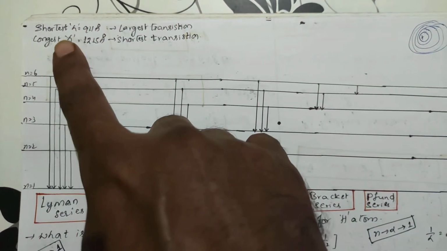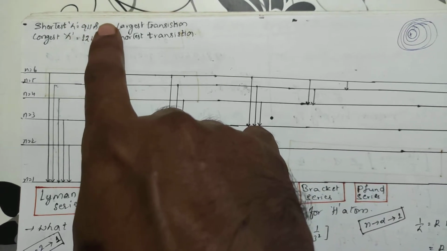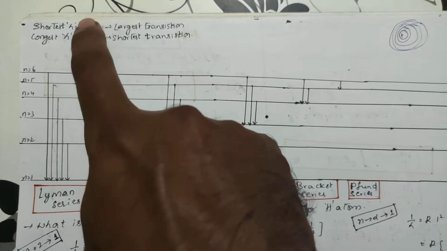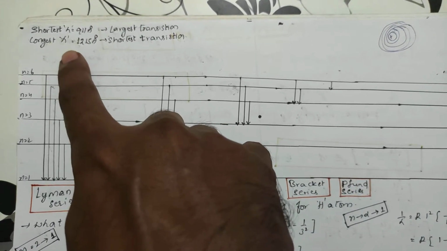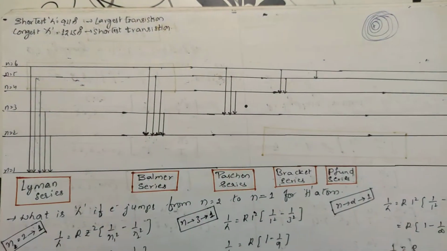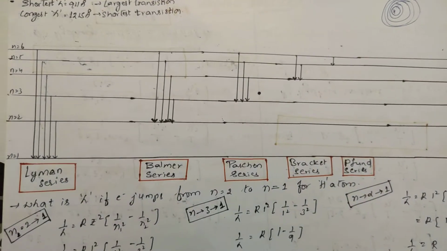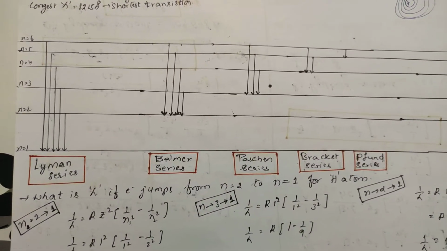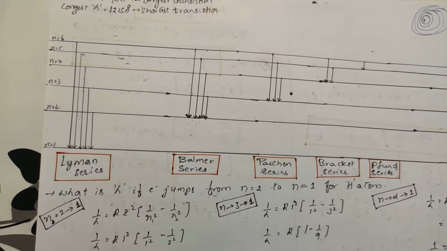See here, already I have represented. The shortest wavelength is 911 angstroms, that is 1 by R value. 911 angstroms is the largest transition. Okay, shortest wavelength means largest transition. Longest wavelength means shortest transition, because energy and lambda are inversely proportional. Be clear with this. You know that E is equal to hc by lambda. If lambda is bigger, energy will be smaller. If lambda is smaller, energy will be bigger.